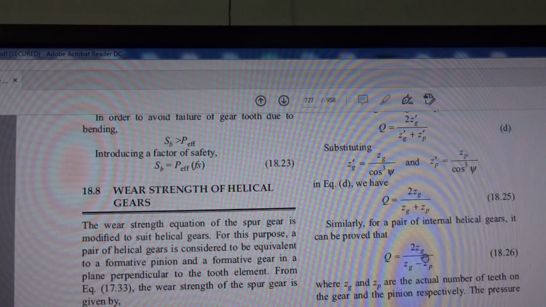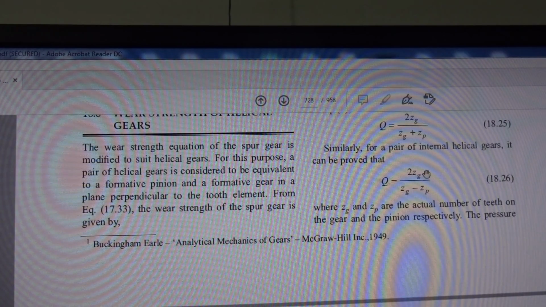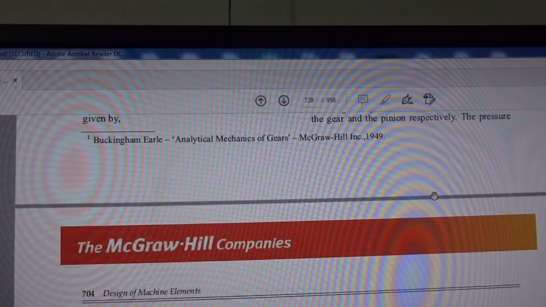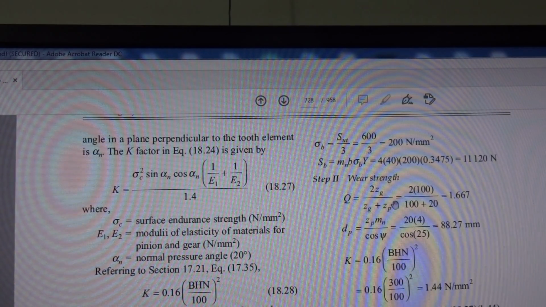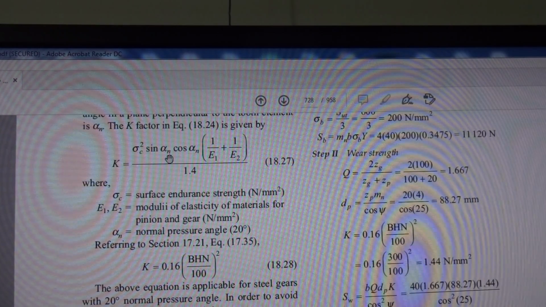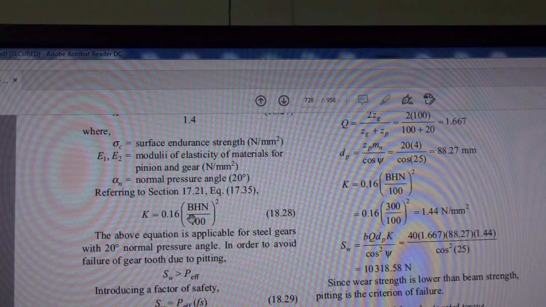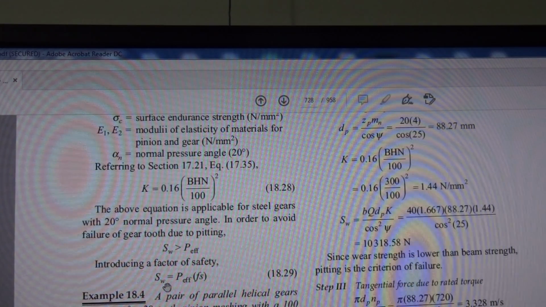For the internal gear, this formula becomes 2 Zg upon Zg minus Zp. Now the K factor in this equation is obtained the same as for the spur gear, but here alpha n, the normal pressure angle, is used instead of the pressure angle alpha. This relation is already derived. K is equal to 0.16 (BHN by 100) square. So SW should be greater than P effective, and SW is equal to P effective into the factor of safety.